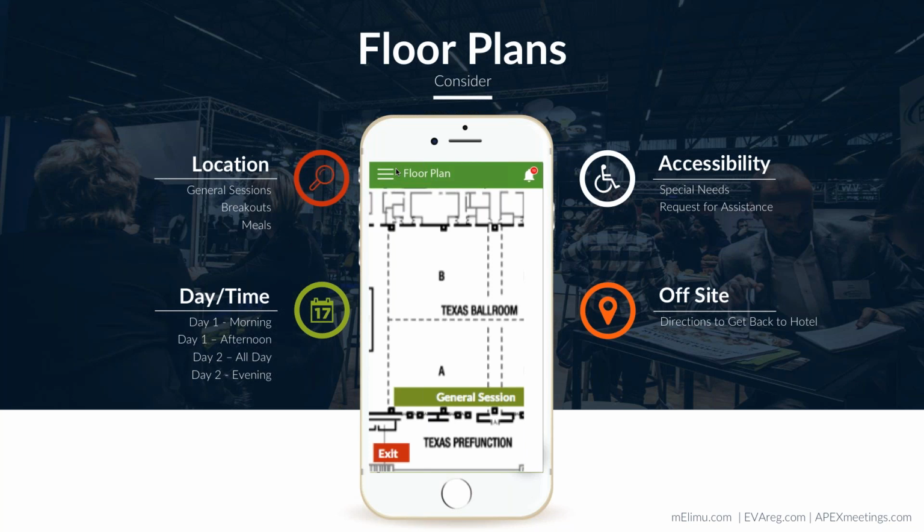Then don't forget about your off-site events, whether they're mobile workshops or dinners. Give your attendees as much information as you can, like directions back to the hotel or a link to maps, just different things like that, just in case they need the assistance.